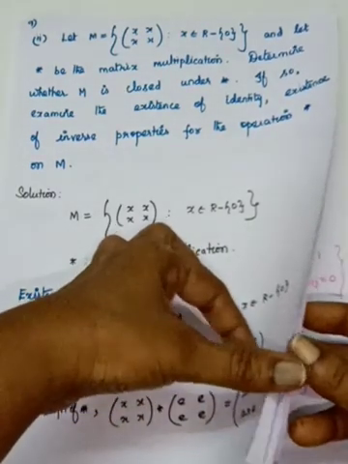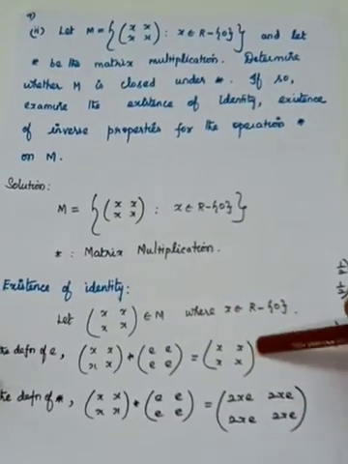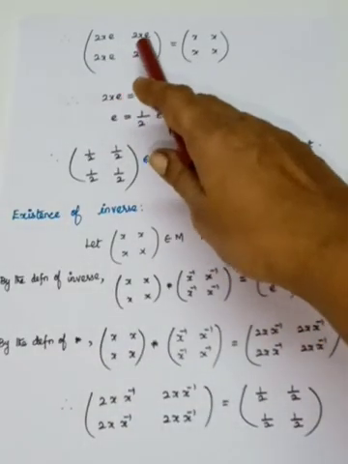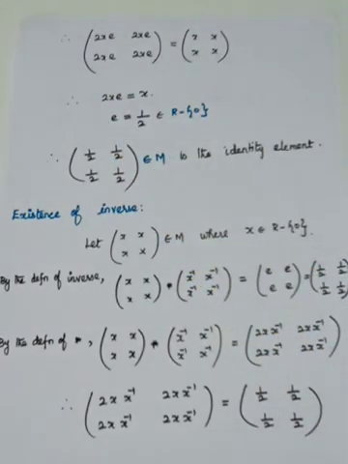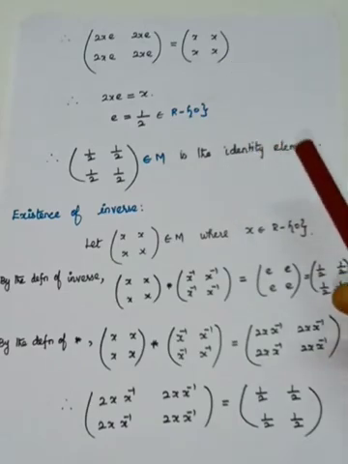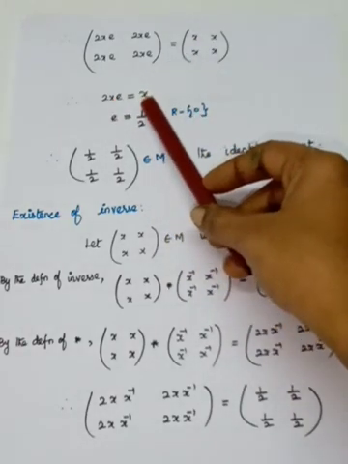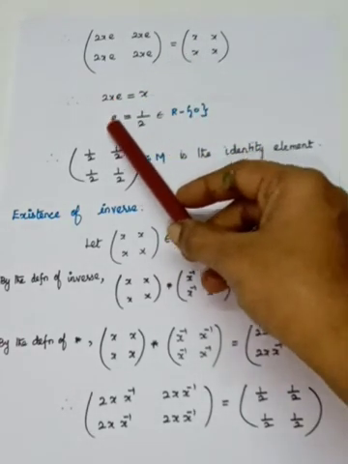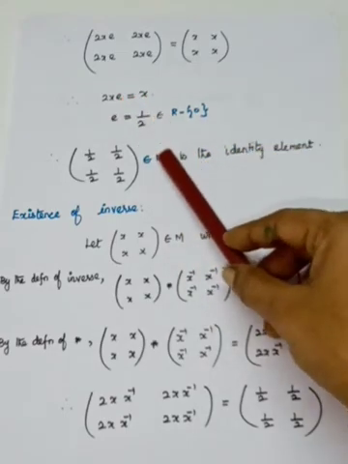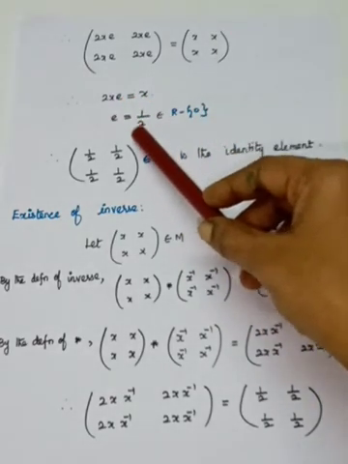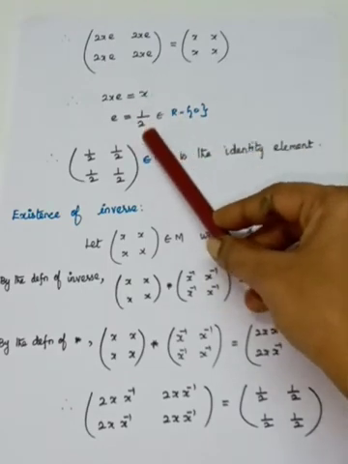So therefore I am going to equate these two matrices: the matrix with all entries 2xe is equal to the matrix with all entries x. If two matrices are equal, the order should be the same and the corresponding entries have to be equated. So here 2xe is equal to x. Here which one do we have to find? The identity element. So e is equal to x by 2x. So x, x get cancelled, and you have 1 by 2. So 1 by 2 is the element.